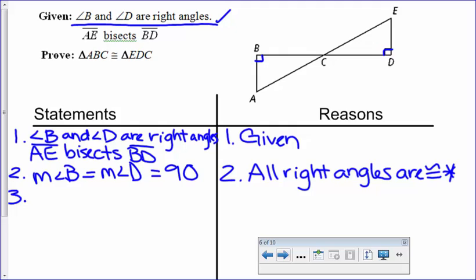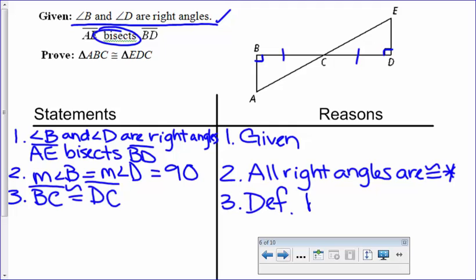The second part of the given says AE bisects BD. So side AE is cutting side BD in half. So I can mark those two there. Remember, you mark it, you write it. Side BC is congruent to side DC. Why was I able to say that those two sides are congruent? What did they tell me in the given? Well, there's that keyword bisects. Once you see bisects, midpoint, something like that, it's always the definition of bisects or midpoint or whatever they give you. So that's the reason why I was allowed to say BC is congruent to DC.